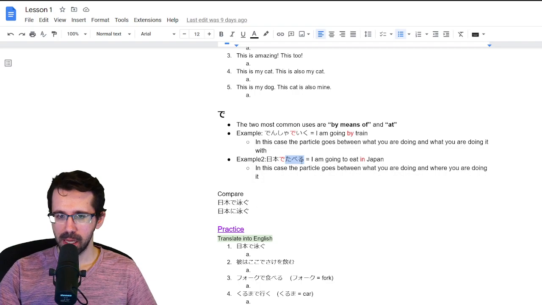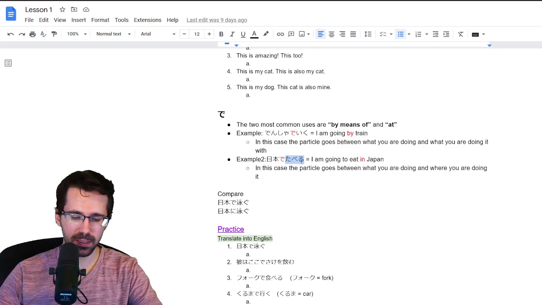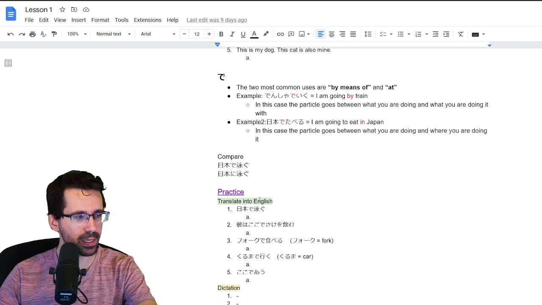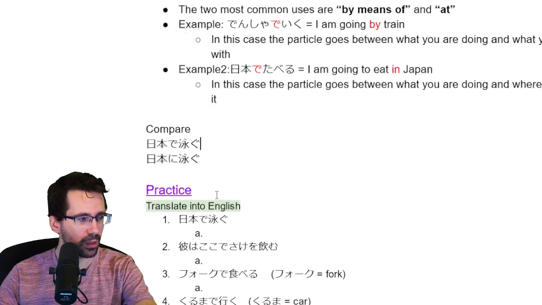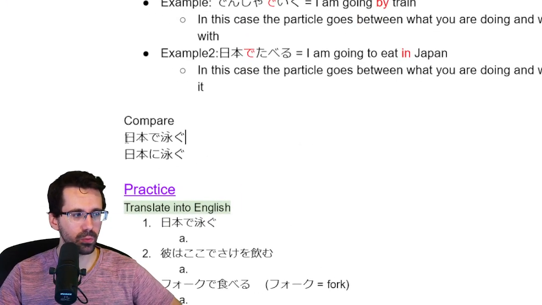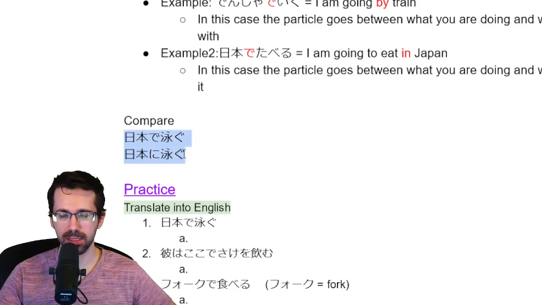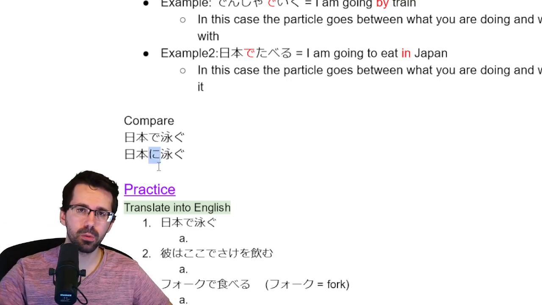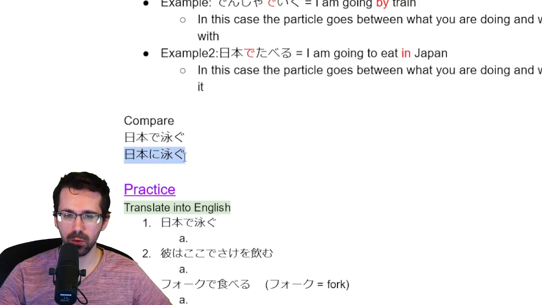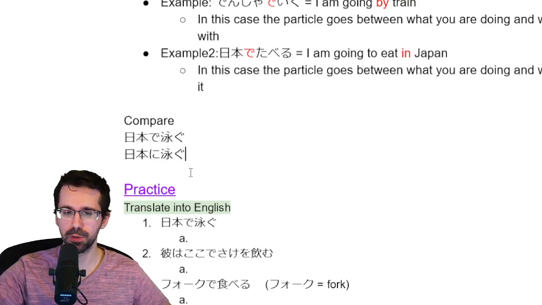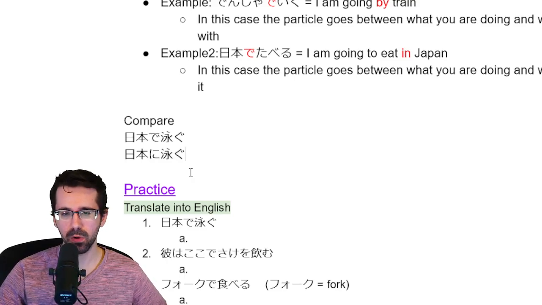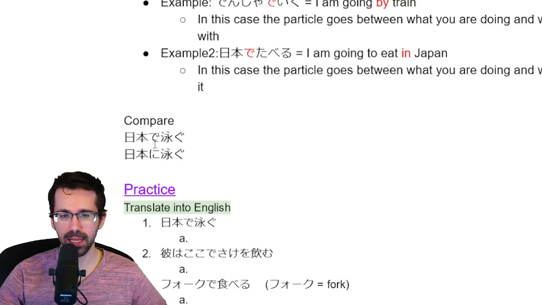The thing that makes de difficult is that it can be easy to mix up de and ni. We did learn ni in lesson 1, and we used the same example a little bit. We had nihon ni oyogu. We learned the ni particle shows the direction in which a verb is acting, so nihon ni oyogu will translate to I am going to swim to Japan. If we do want to say I'm going to swim in Japan, that's where we would use nihon de oyogu.